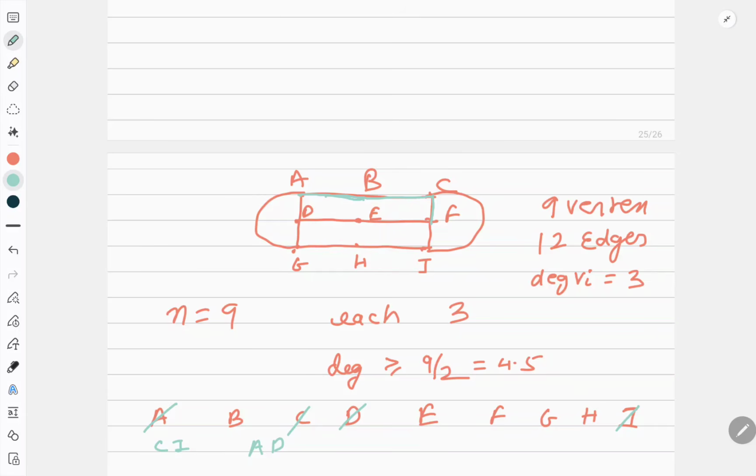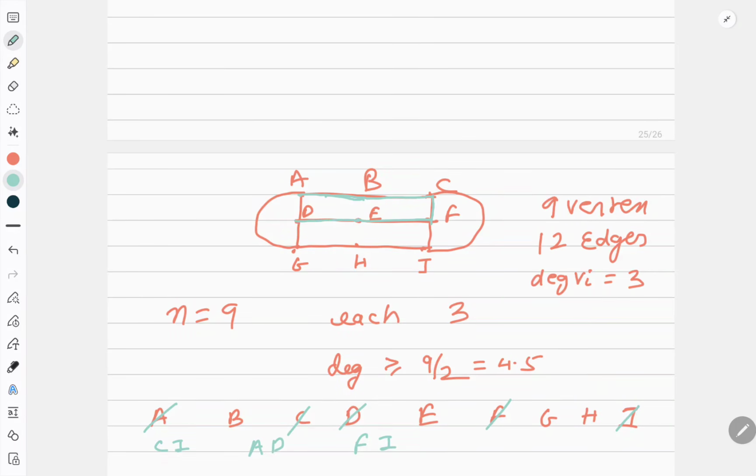Degree of C is also 2. And degree of F is 3. So again I have a problem. Now from F to E I'll go. So if I am going from F to E, I can remove FI. So if I remove FI, I is already gone, F also I removed. Correct. Now E has a degree 2, so I have no issues.